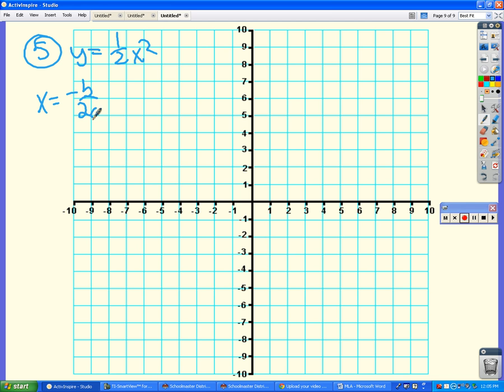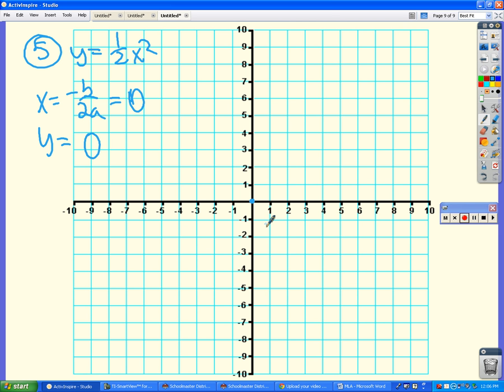What I'm trying to get at, remember, is x was negative b over 2a, right? Now in this case, that's not very helpful because what is b? 0. So 0 divided by anything is going to be 0. So the x coordinate of my vertex is going to be 0. How do I find the y coordinate? Plug it in, and what do you get? I still get 0 because 0 squared is 0 and 0 times 1/2 is also 0. So the vertex is at 0, 0. Okay?